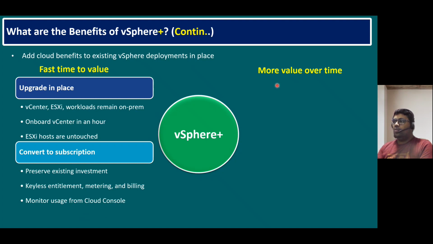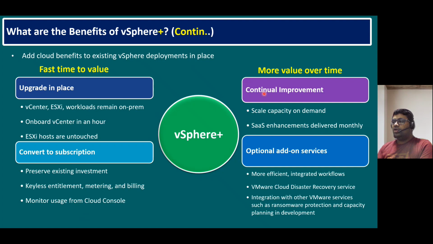And in addition, more value over time, continual improvement, is scale capacity on demand. Whenever you need any additional vCenters, we can easily provision multiple vCenters using the vSphere Plus subscription. You can create multiple vCenters using the VMware Cloud Console. There is no limit for vCenters. You can configure n number of vCenter servers. And SaaS enhancements are delivered monthly. SaaS means software as a service.